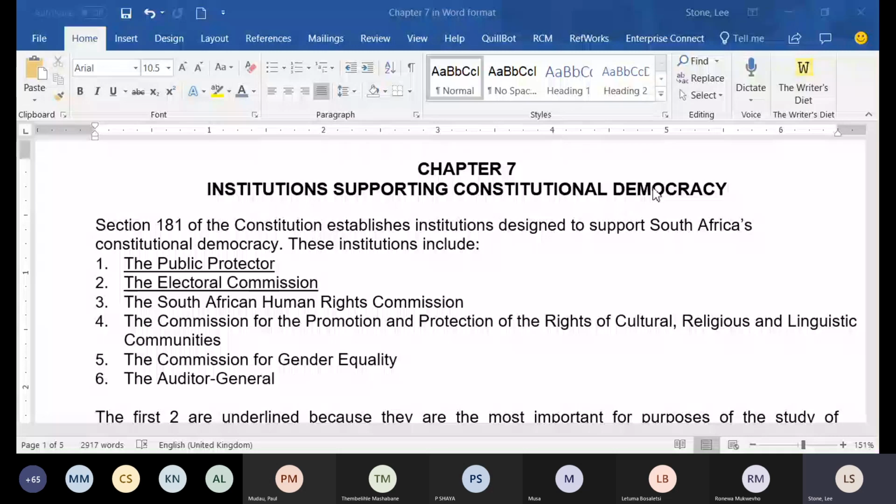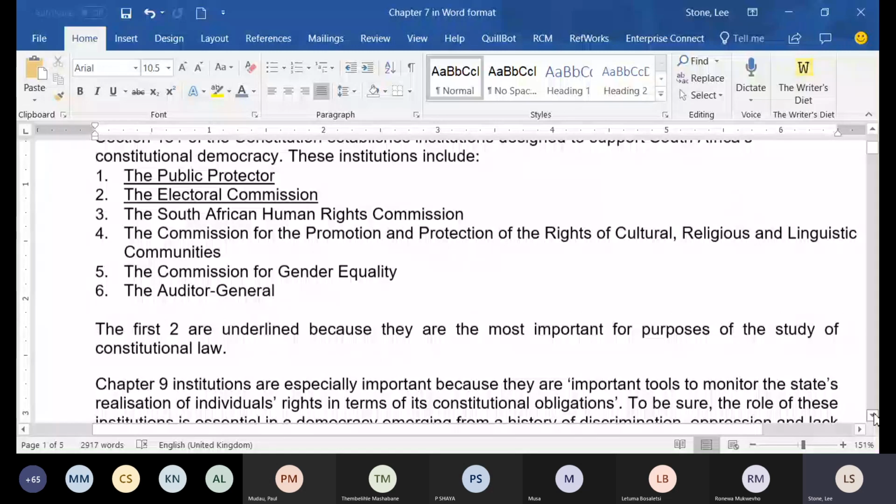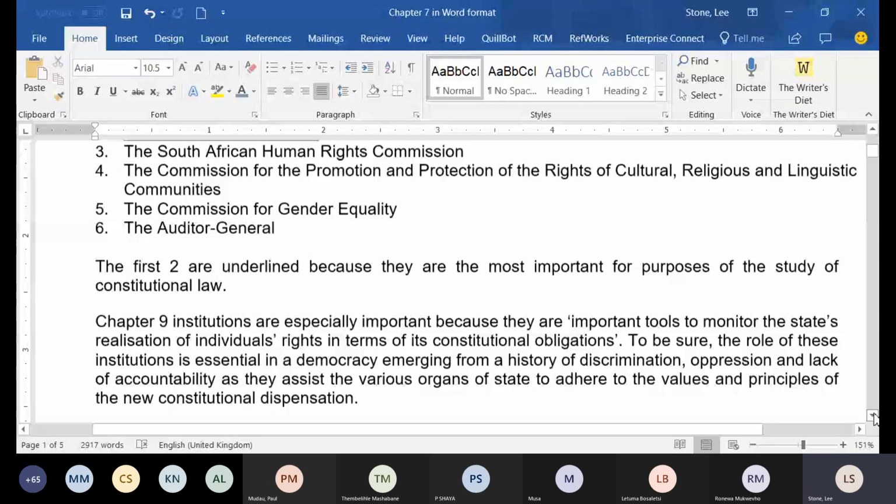And so you do know, obviously, everyone, that I sent these notes out earlier today. And it is only 5 pages, so you don't need to feel too intimidated. And I've said here clearly that we've underlined the Public Protector and the Independent Electoral Commission, the only two that you need to know for constitutional law.